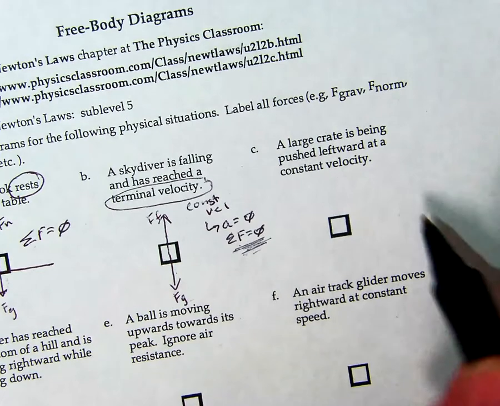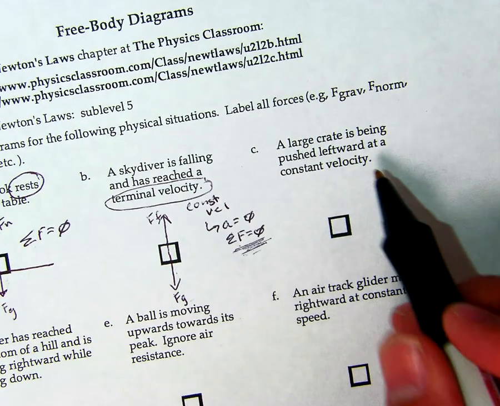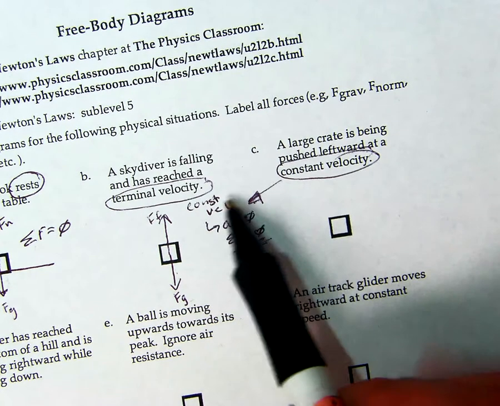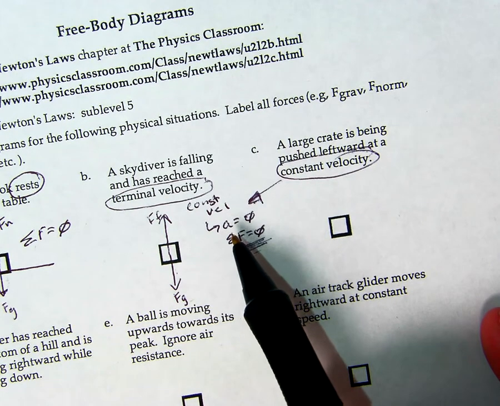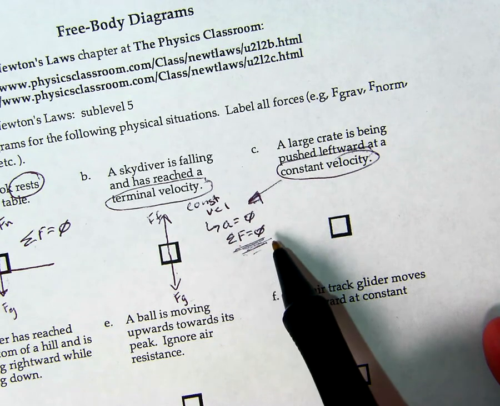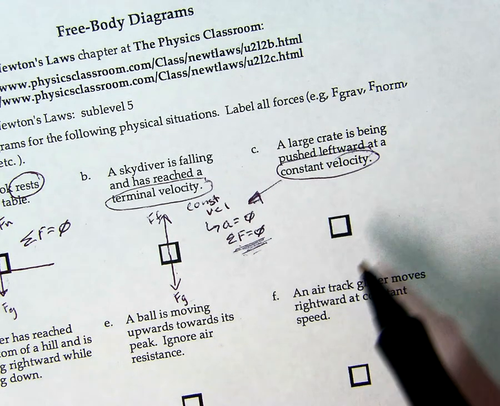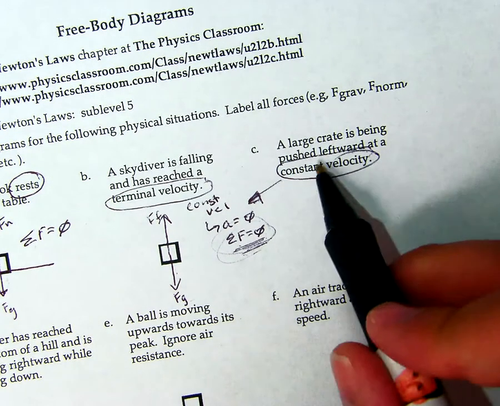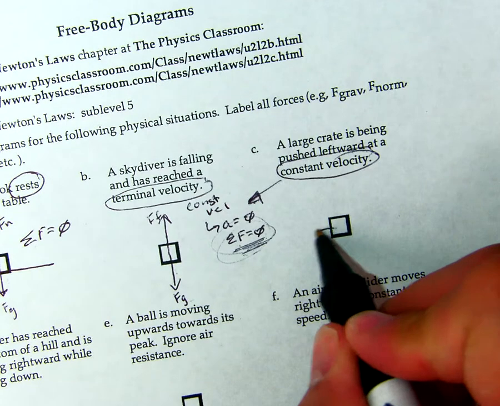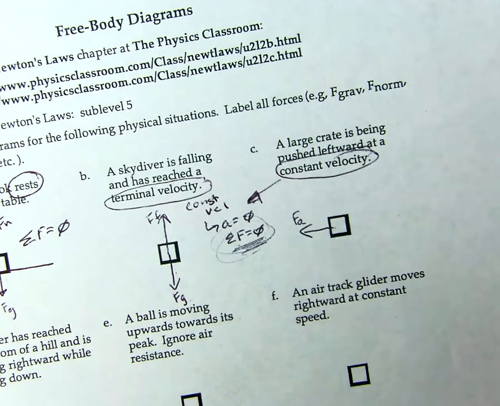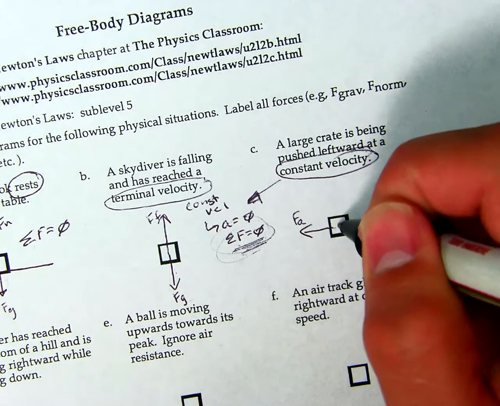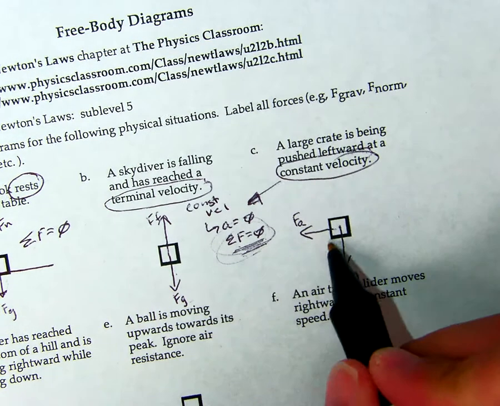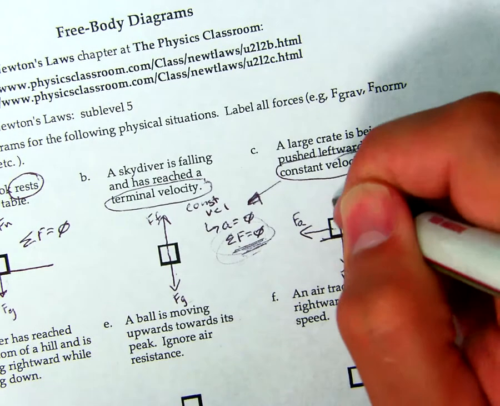Now if we look at the next one, a large crate is being pushed left with a constant velocity. So again, constant velocity, we can use this idea over here that constant velocity means that you have an acceleration of 0. Sum of all forces is going to be 0. So all of our forces have to add up to be 0 when you're at a constant velocity. So let's look. It's being pushed left, so there has to be some applied force. There's an applied force. We know that the force of gravity is acting on all objects. And since it is on some surface, we are now going to have a normal force.